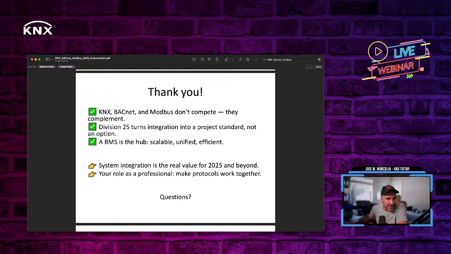Kenya, hey, Electrodata, nice to see you here. Based on that philosophy, we can include LON and EnOcean. Absolutely, my friend. And you can use MQTT, and you can use Zigbee, and you can use any protocol that you want that may be helpful.